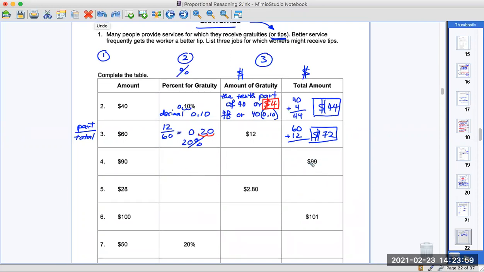This one is weird. We got the total amount, and we got the other amount. So the total amount and the other amount, the difference would be the tip. So the difference means you find 99 minus 90. So the amount of the tip is $9.